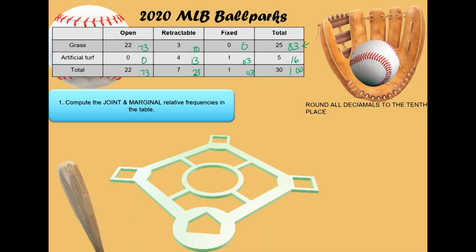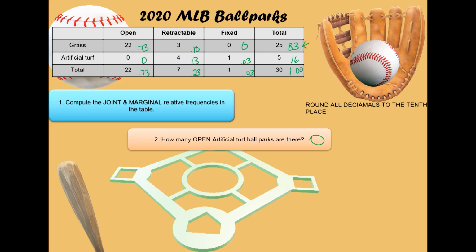All right, so now that we've computed these, let's see what else we have to answer. How many open artificial turf ballparks are there? Let's see, open artificial turf, there are 0, because I would go open, I would go down, and then go over to artificial. All right, so let's see what the next one asks.